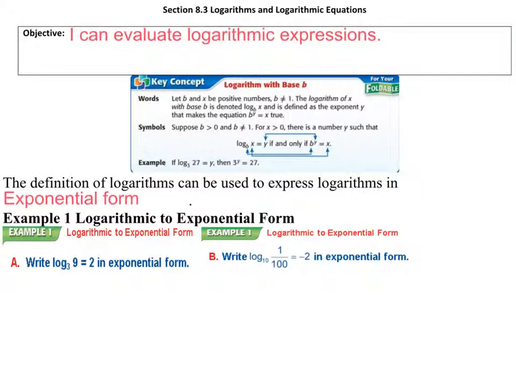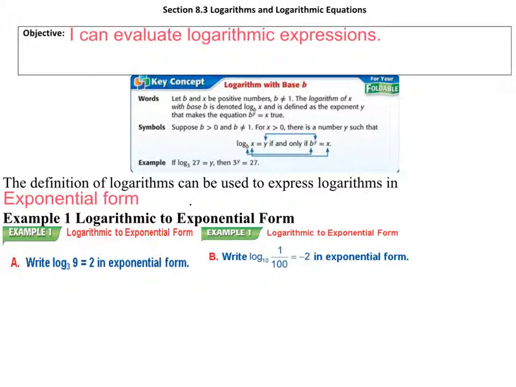This is section 8.3, Logarithms and Logarithmic Equations. Our objective today is I can evaluate logarithmic expressions. With our key concept box, we can see that this is pretty much telling us how we can change a log into an exponential equation and an exponential equation into a logarithmic equation.